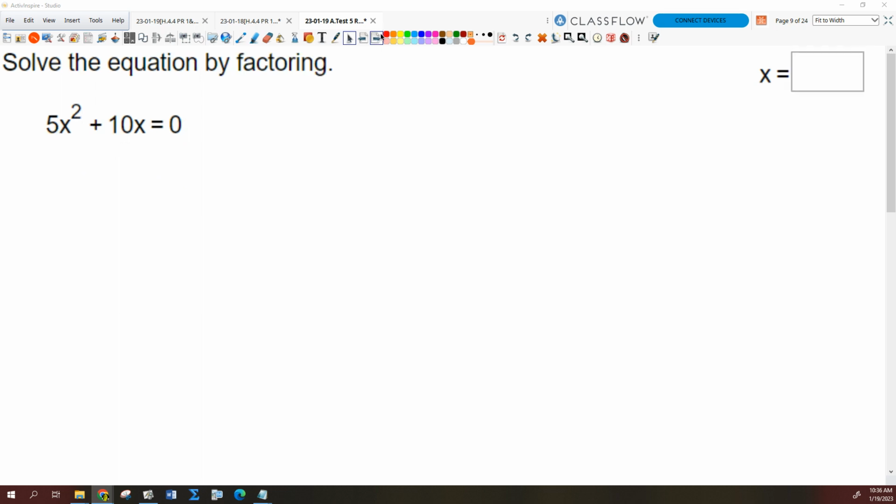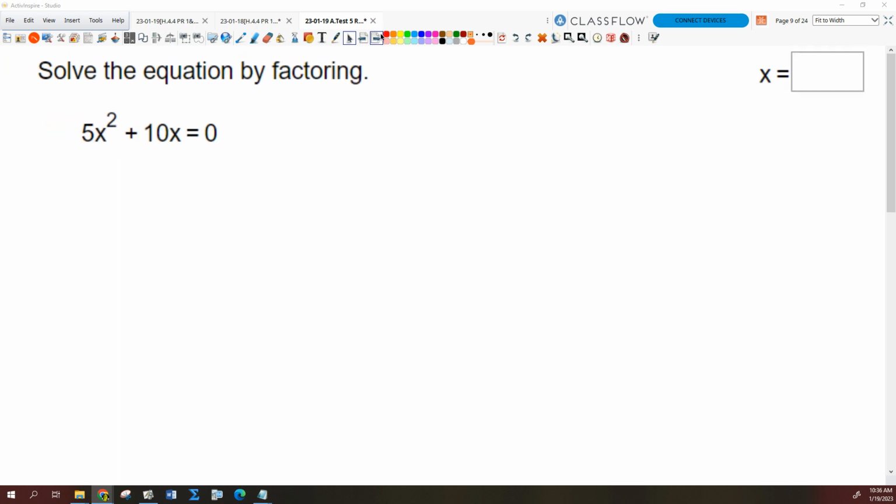Okay, there's another one. We'll skip that. It's just like it. Okay, how about this one? It's already set equal to 0. What do you think, Perry? What do I need to do first, maybe? Greatest common factor. Good. Always try to find the greatest common factor. So what could I undistribute, everybody?